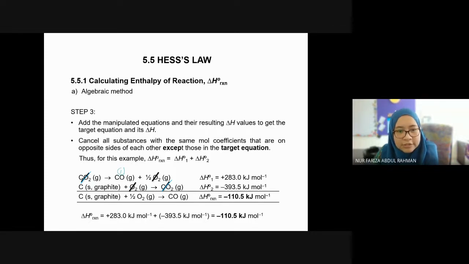Okay, how about oxygen? Okay, we have half oxygen on the product side and we have 1 oxygen on the reactant side. So dia tak sama kan, coefficient kan. So there will be remaining kat situ. There will be remaining of oxygen on the reactant side. Sebab reactant side ada 1. Okay, that's why we have oxygen there. How about carbon? Do we have carbon yang nak kena cancel? No. Okay, alright. So the rest are all cancel out. Okay, so kita akan ada baki for oxygen.